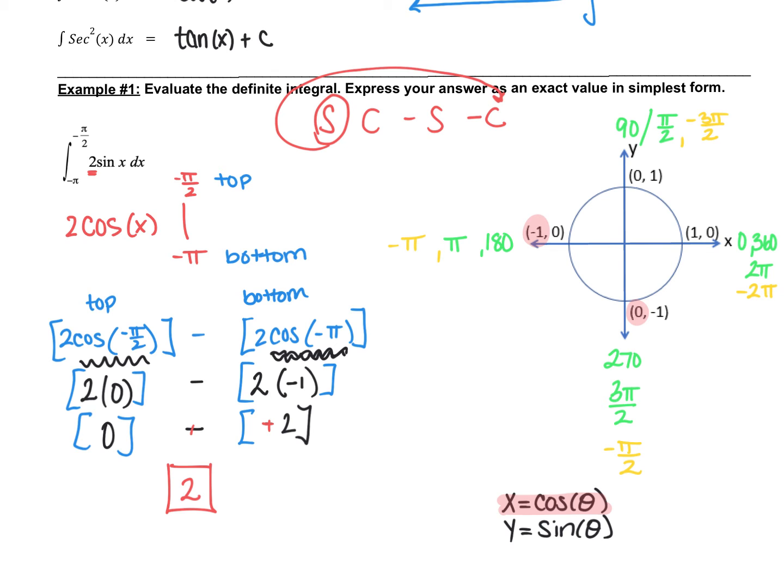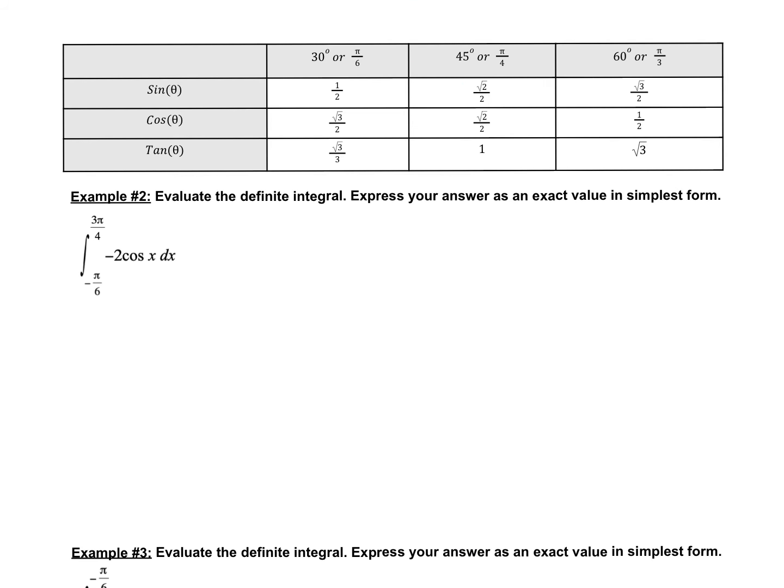All right, let's try another example. Same concept, evaluate the definite integral. I've put an exact value chart up here because we're probably going to need it for this example. Remember these conversions that would be helpful: 30 degrees is pi over 6, 45 degrees is pi over 4, and 60 degrees is pi over 3.